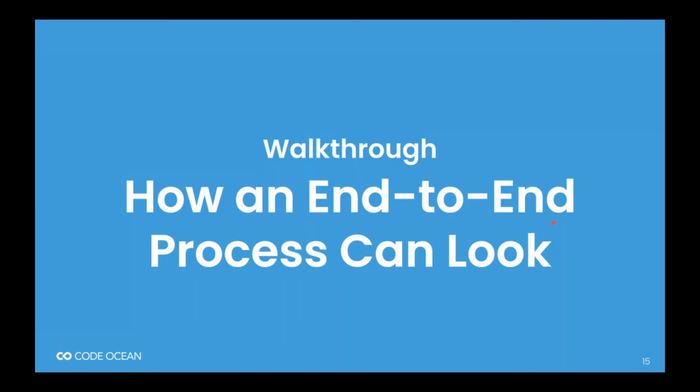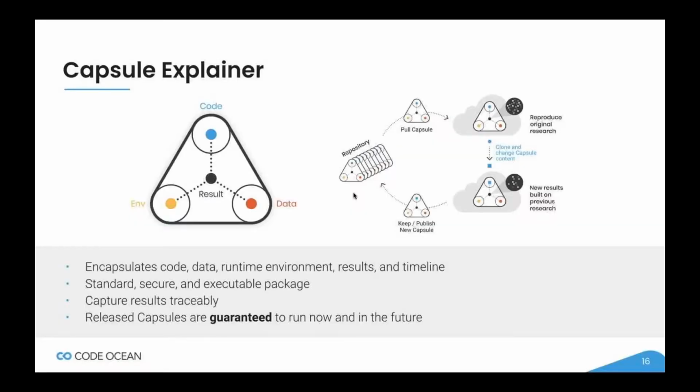So now that we've talked about the targeted challenge, the targeted situation, and the targeted solution, I'm going to get into the really fun part and go through an end-to-end walkthrough of how a single-cell RNA-seq process can look in ShinyCell. If you have any questions during the walkthrough, please feel free to put them in the question section of the webinar panel.